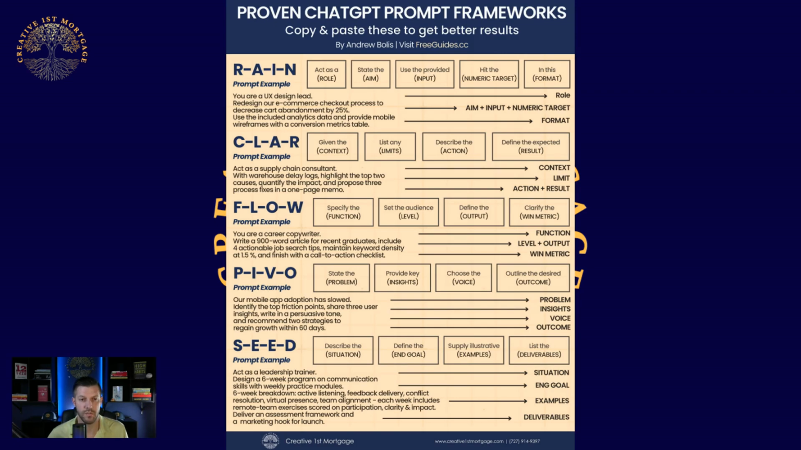One is called RANGE. So it's role, aim, input, numeric target, format. So you basically be able to tell it what you want it to be, what you want a numeric number to be as a target, and then what format you want it as output. CLAR: context, limits, action, result. So you're able to act as a supply chain consultant with warehouse delay logs. So basically this is just telling you how to structure your inputs.